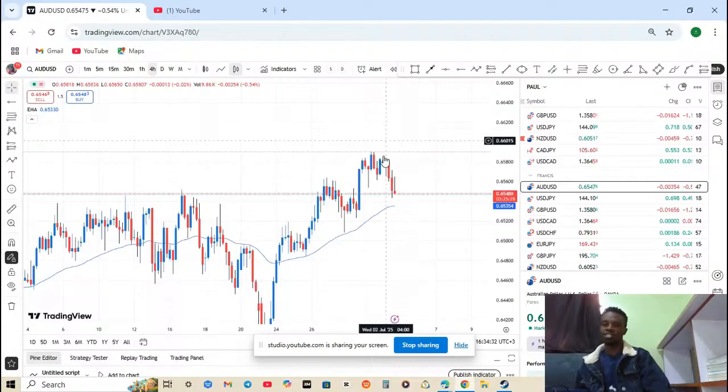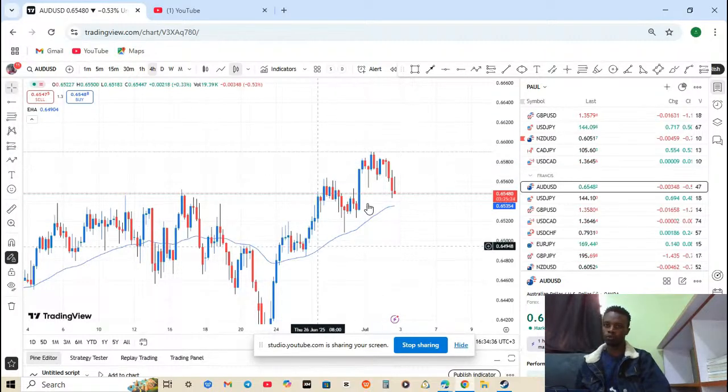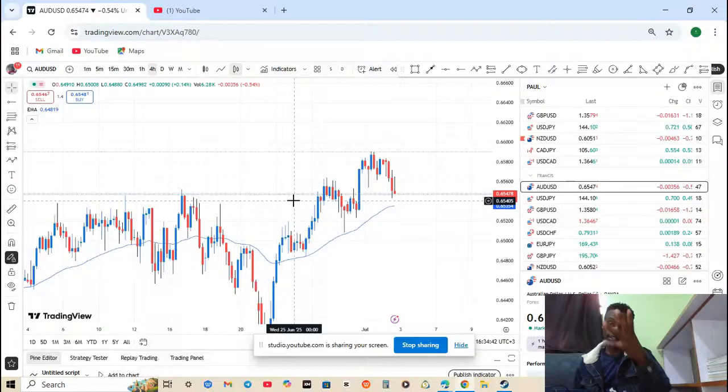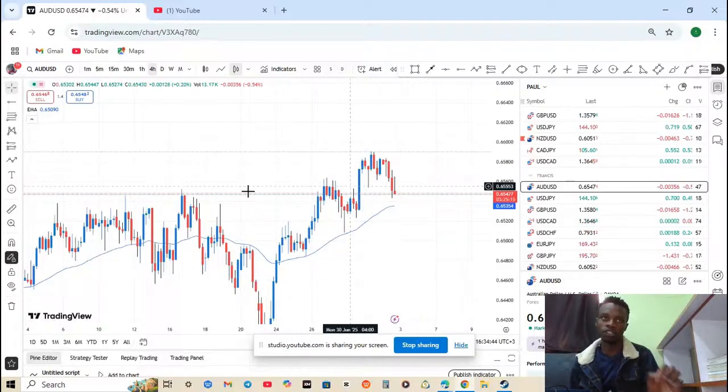So as you can see here, the market has three consecutive closes above the 50 exponential moving average. That's clear and obvious. So that one is a condition well met. So let's go to the 1 hour chart.